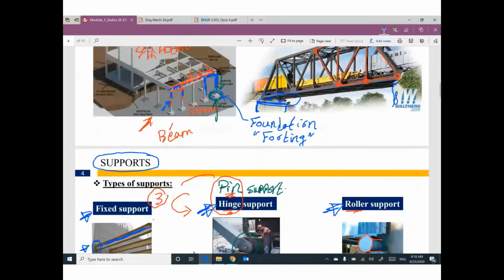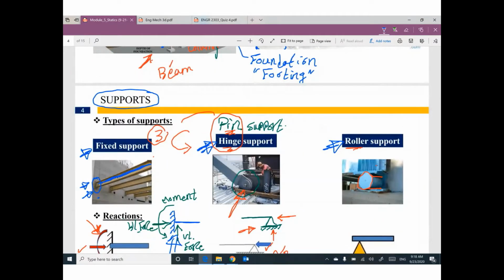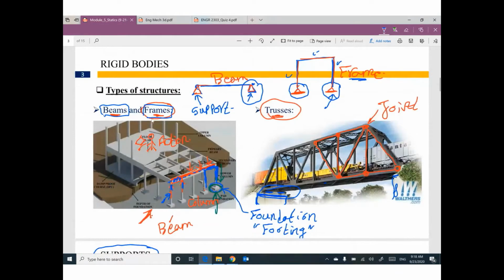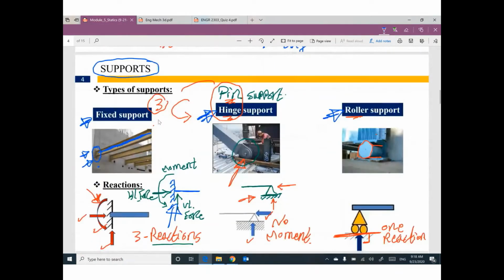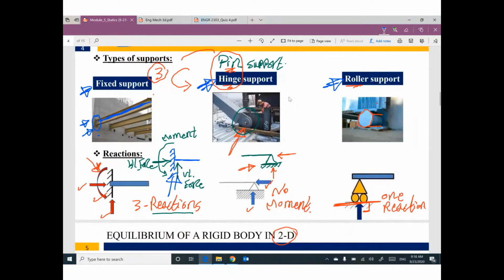Anyway, your structure, whatever, beam or frame or truss, will be supported by different types of supports. We discussed the different types of supports last time. We have a fixed support, we have hinge or pin support, we have roller support. If your support is fixed, we have 3 reactions. If your support is hinge or pin, we have 2 reactions. If your support is roller, we have 1 reaction. This reaction is perpendicular to the base of the roller.